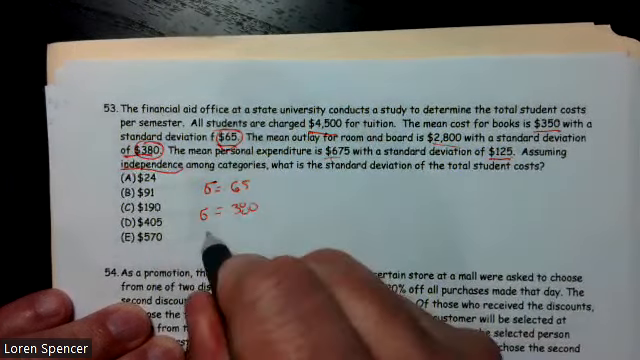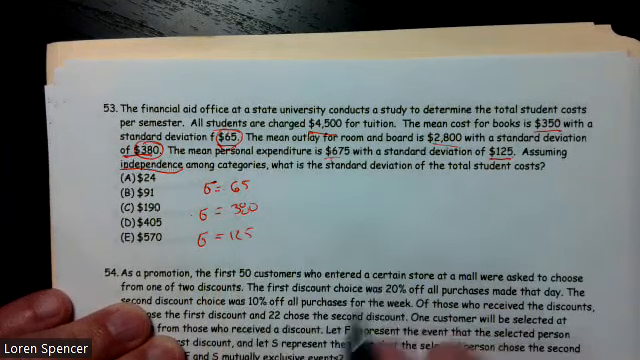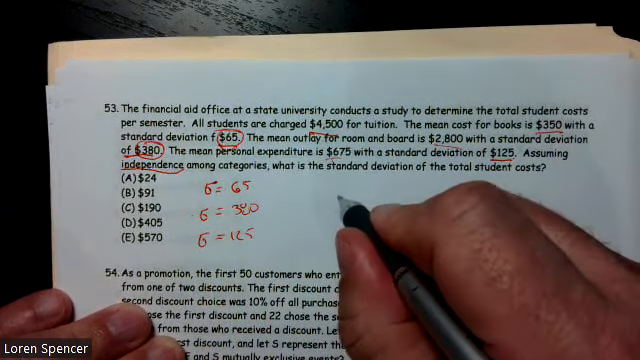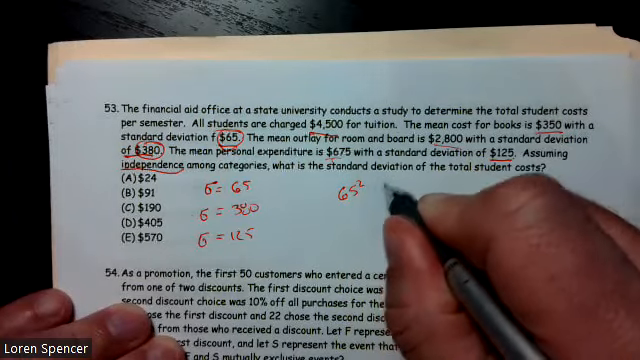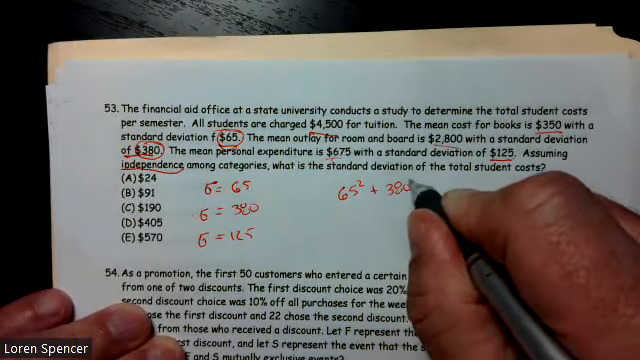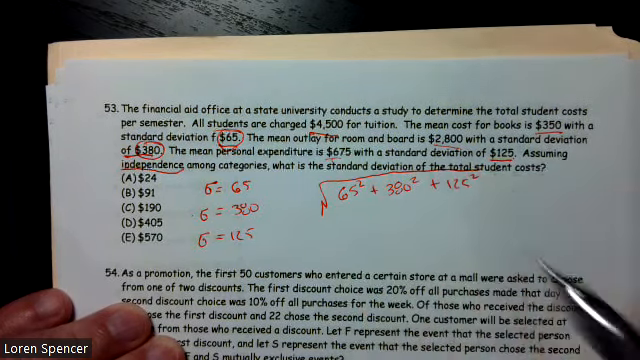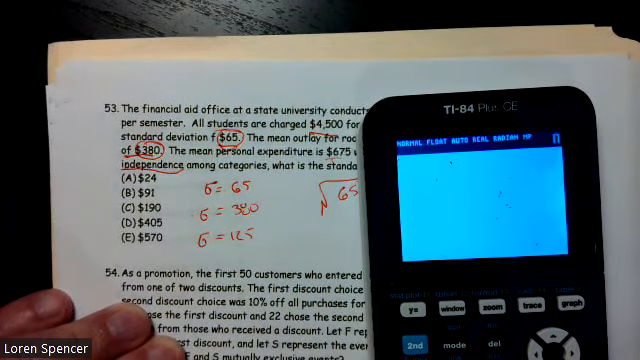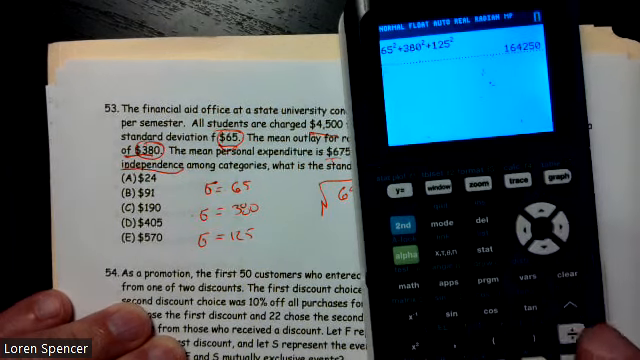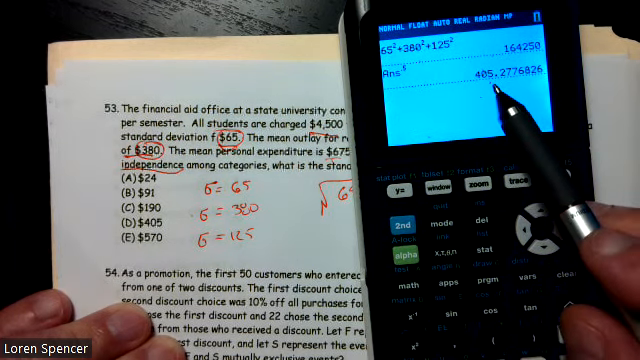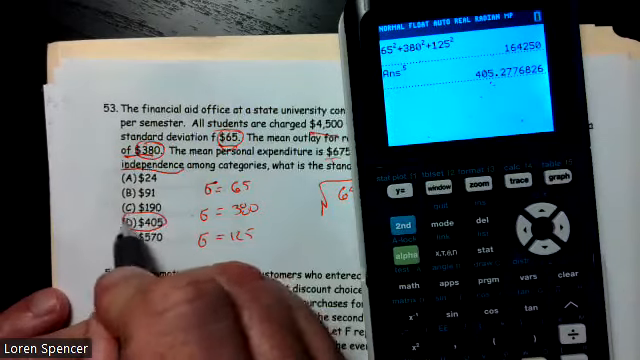And we have a standard deviation of 125. So in order to add them, I'm going to have to square them first. So it's going to be 65 squared plus 380 squared plus 125 squared, and then ultimately we'll come back and take the square root of that. Then I'm going to raise that to the half power. Again, I use this button right here, raise it to the 0.5, and I get 405. So my closest answer is D.